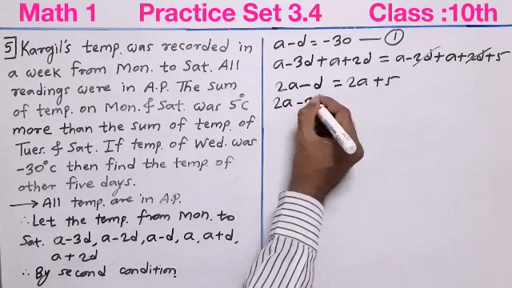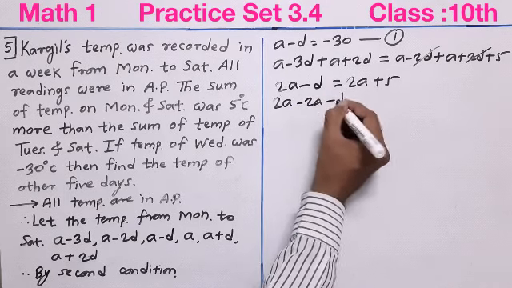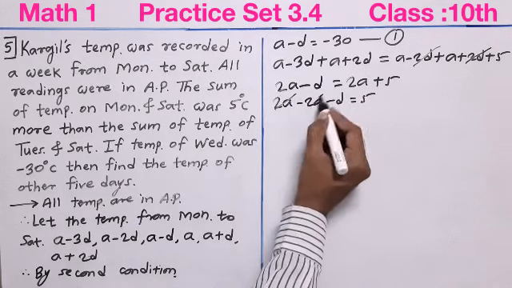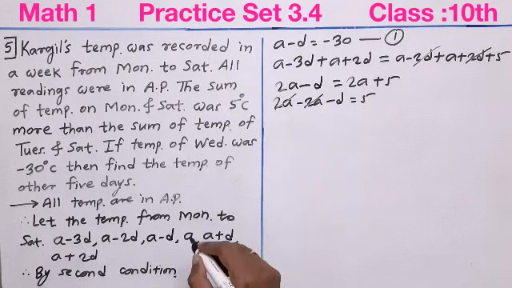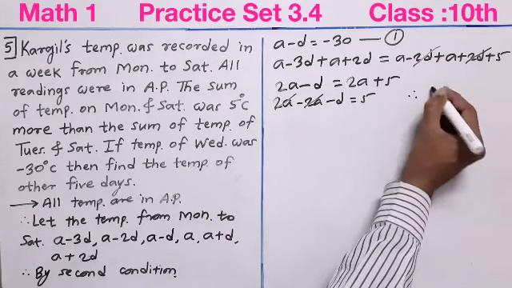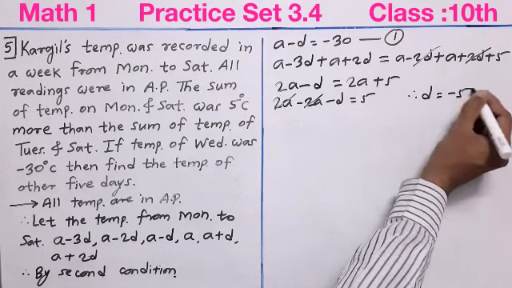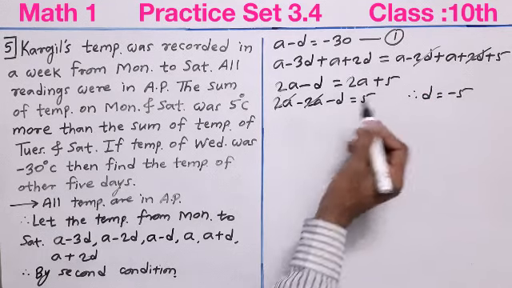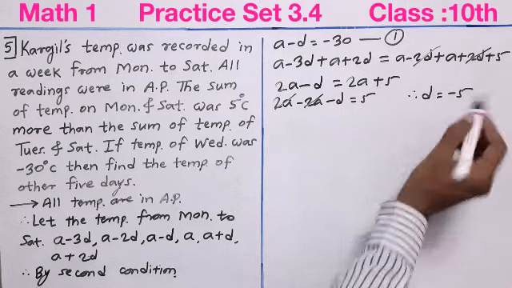2A minus 2A minus D is equal to 5. Again here positive 2A and negative 2A will be cancelled. What remains here? Negative D is equal to 5. It means D is equal to negative 5, means the negative sign of D is shifted to the right hand side. Therefore the value of D becomes negative 5.